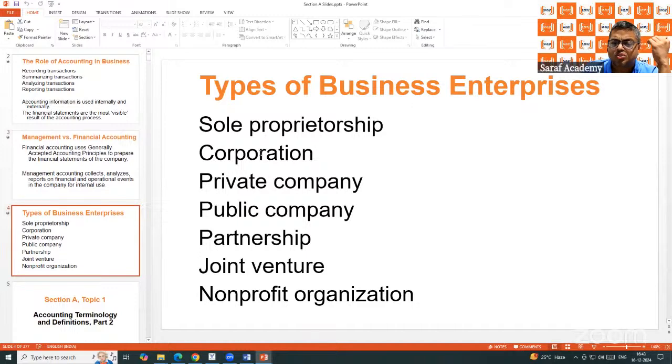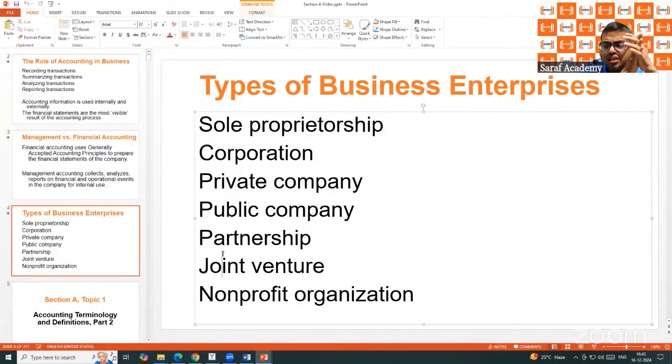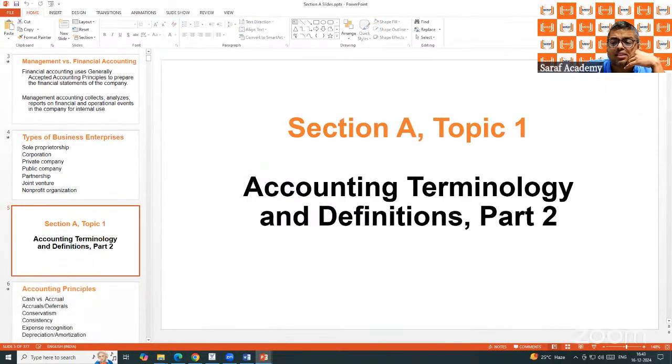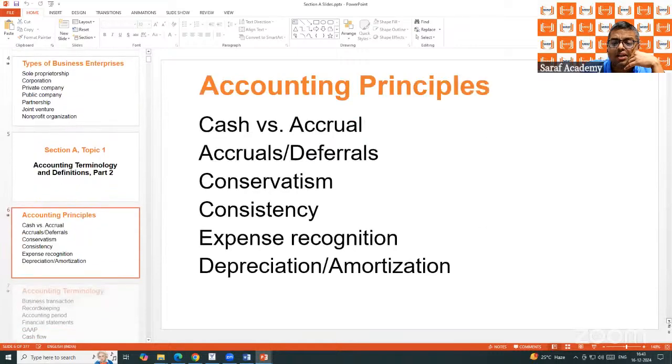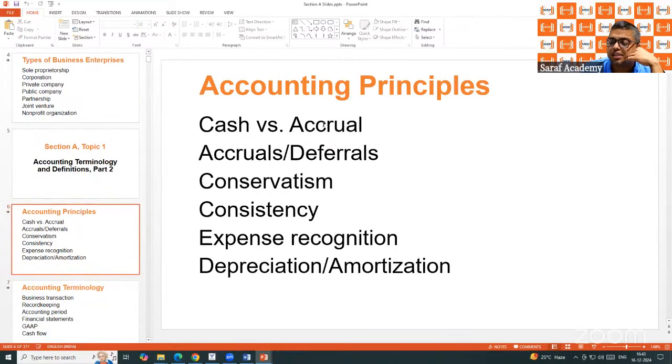Types of business entity: sole proprietorship, corporation means company, private company, public company, partnership, joint venture. Joint venture means for some period you are coming together with somebody else to do some business. Joint venture is generally for a short period, but partnership is for a long period. Not for profit, maybe a society, maybe a club, maybe any organization which does not have the objective to generate profit. Every organization needs to record the transactions in a different way. Everybody has their own style, their own way of recording transactions.